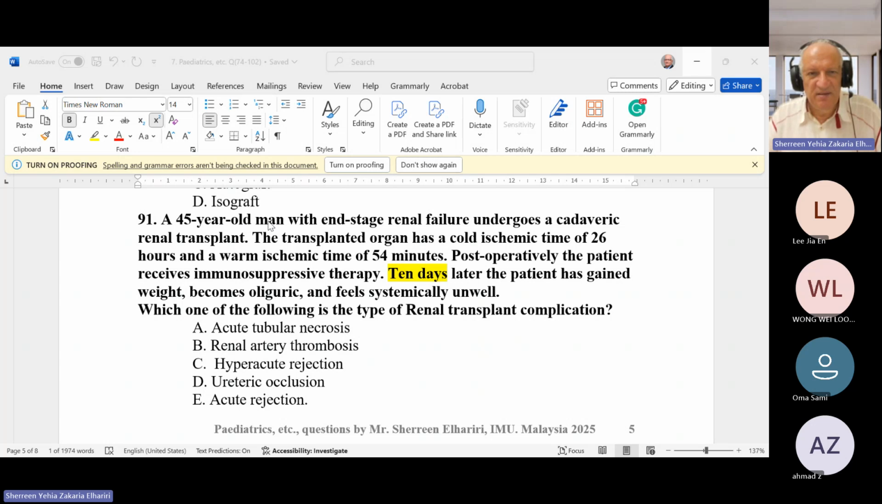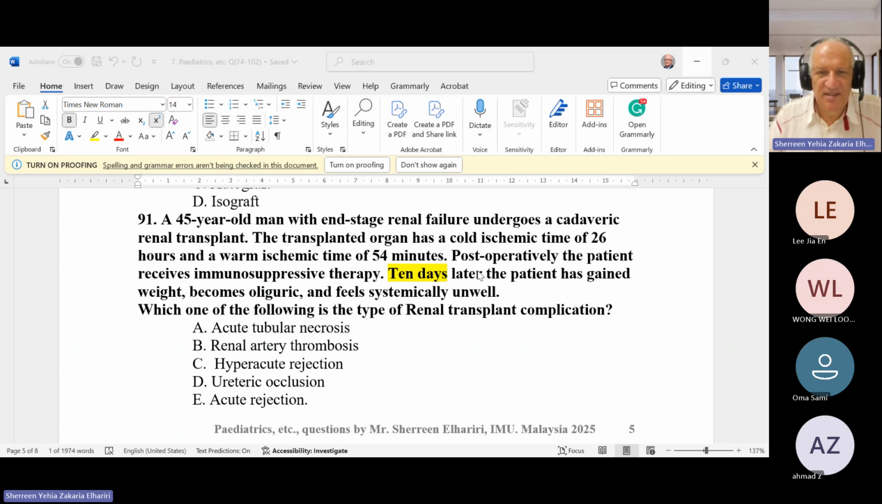A 45-year-old man with end-stage renal failure is undergoing cadaveric renal transplant. The transplanted organ has a cold ischemic time of 26 hours and warm ischemic time of 54 hours. This is the time the organ is cold, outside the body, and warm, inside the body. Post-operatively, the patient receives immunosuppression therapy for 10 days.